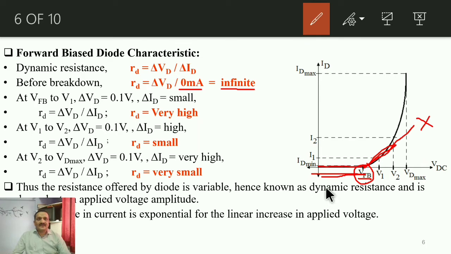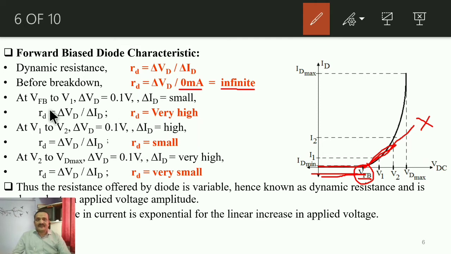Clear? So the diode will act as an open circuit if the applied voltage is forward bias but less than its forward breakover voltage. It will not conduct. Or in another way, we can say the PN junction will offer infinite resistance. Not only a diode, any PN junction will offer infinite resistance if the applied voltage, even if it is forward bias, is less than its breakover voltage.